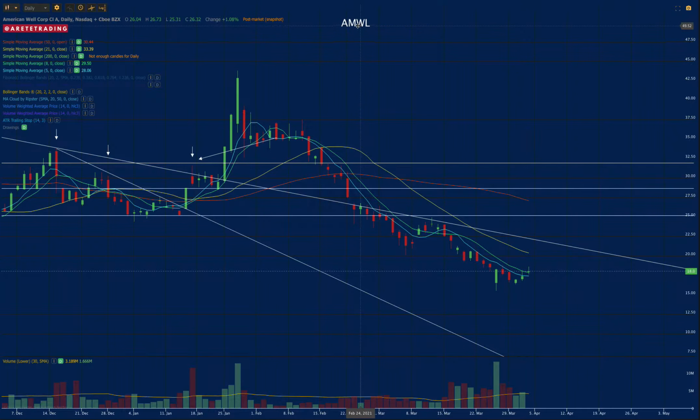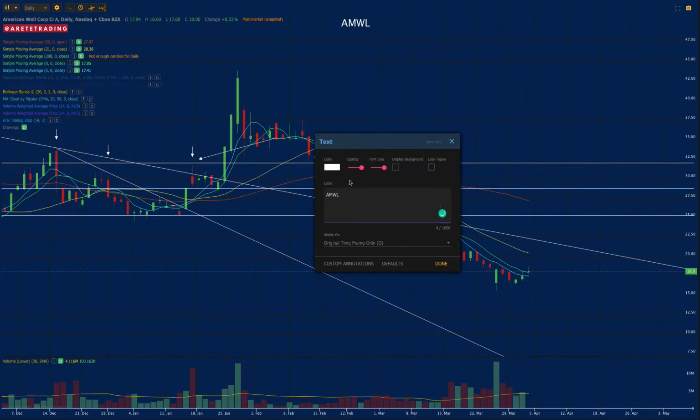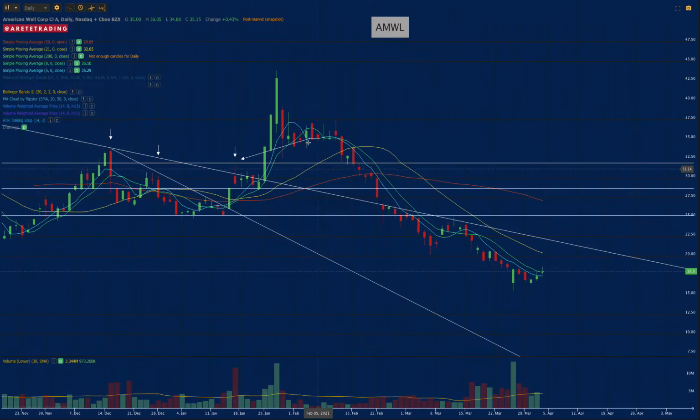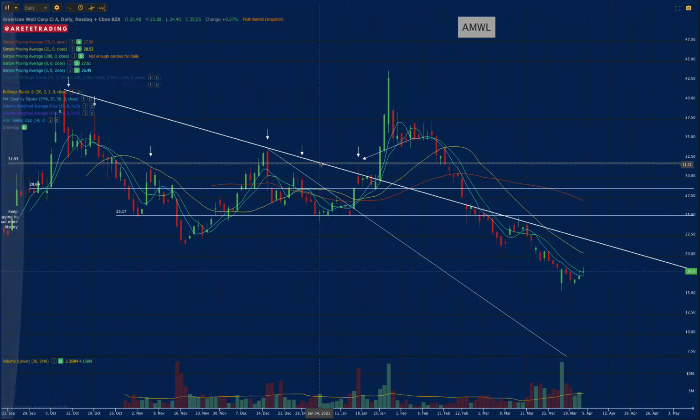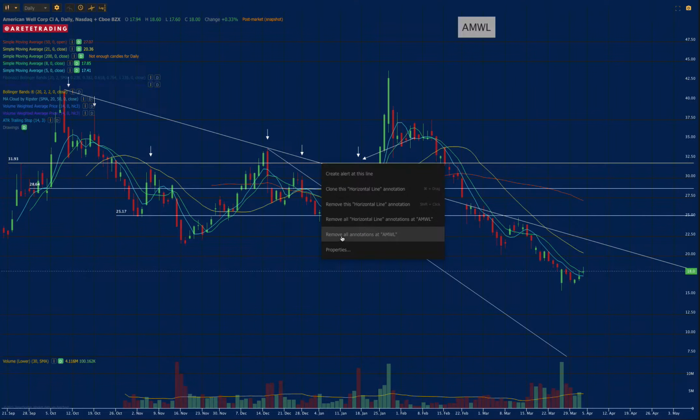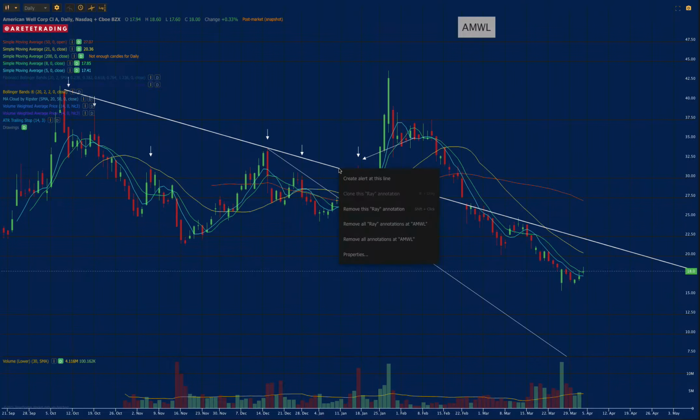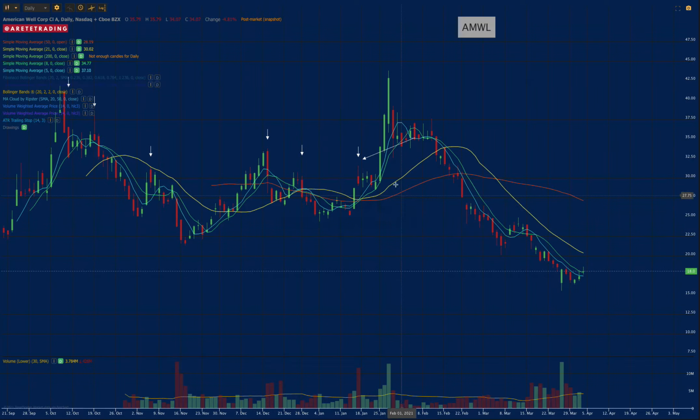AMWL, this is a name we were looking at a long time ago, and I actually think we had it in the newsletter. So let's review this and get up to speed. A lot of charting going on here. All right, so let's remove all the horizontal lines, then remove all the rays, and get rid of the segment lines, and we'll just start completely over.